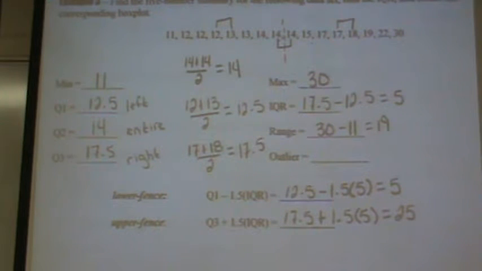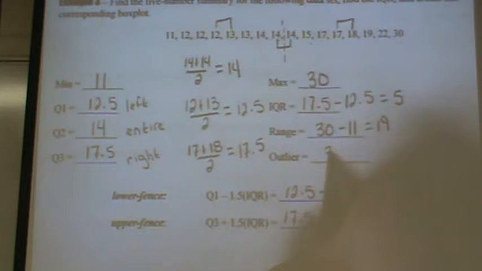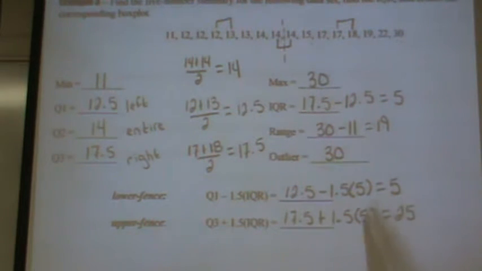So do we have any outliers in our data set? Yeah, 1. What's our outlier? 30. 30 is an outlier because it is greater than our upper fence, which was 25. It doesn't have to be 25, it can be anything higher than 25. Yes, it's an outlier if it's greater than your upper fence. So any number that's greater than 25 is an outlier in this set. And then any number that's lower than 5 would be an outlier in this set.